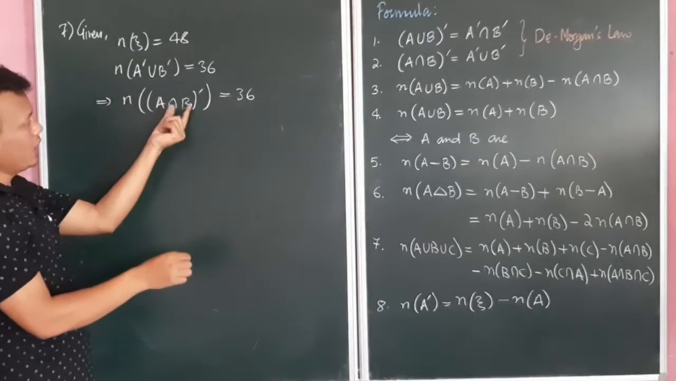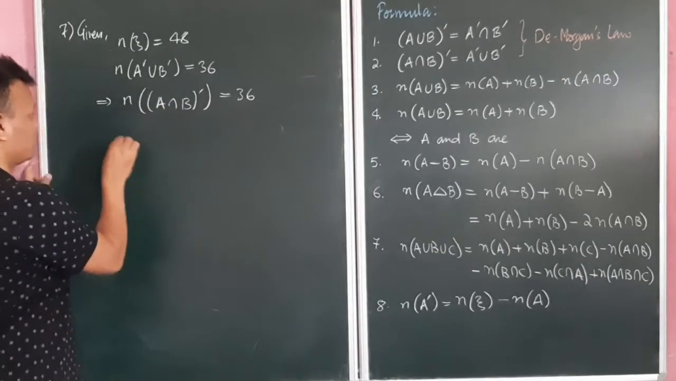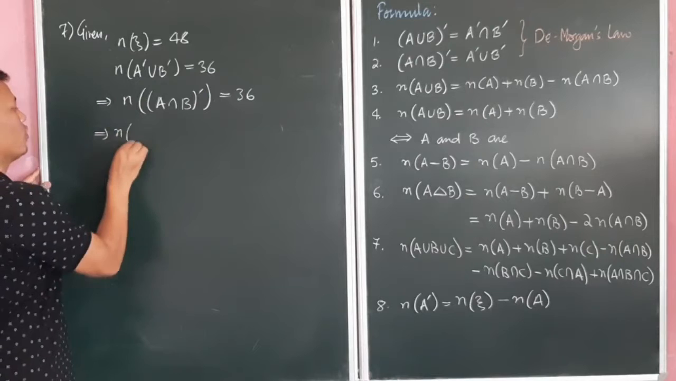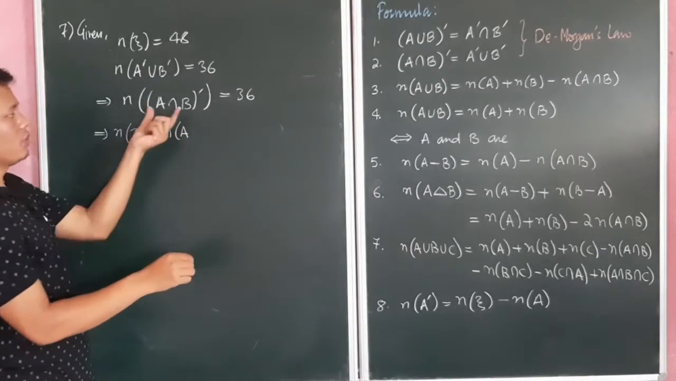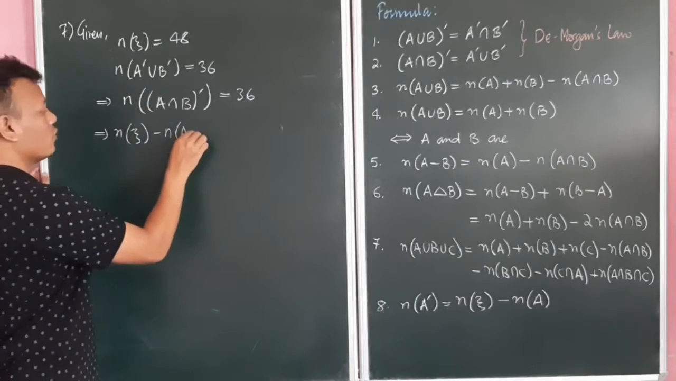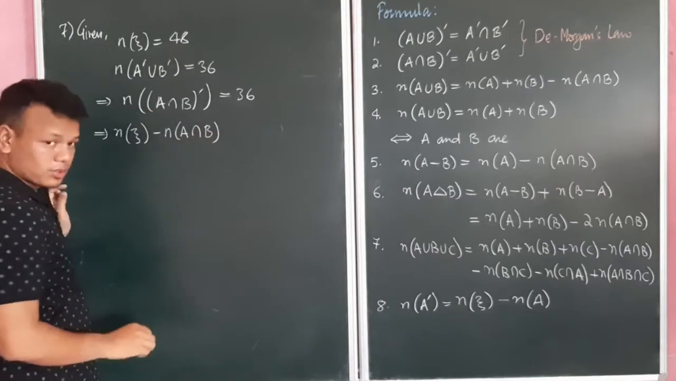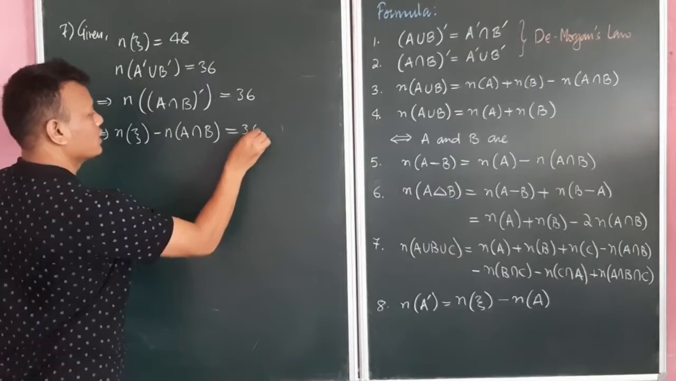n of A dash, yes. So instead of this I am writing n of xi minus n of A. What is A for me? This full thing is A, isn't it? So we have this much equals 36.